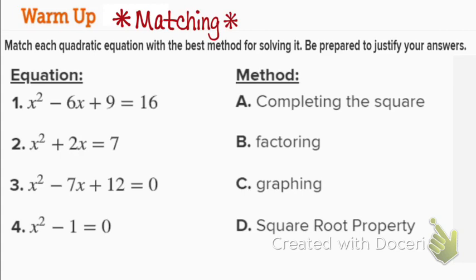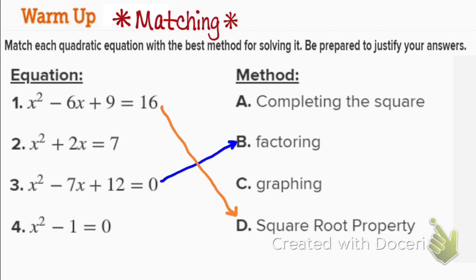For number 1, I put B. You put B? If you're going to factor, what do you have to have it equal to? 0. So number 3 is B. Number 3, I would put with B, yes. All right, number 1 I think is C. What'd you say, Michael? Square root property. This is what I would use as well.